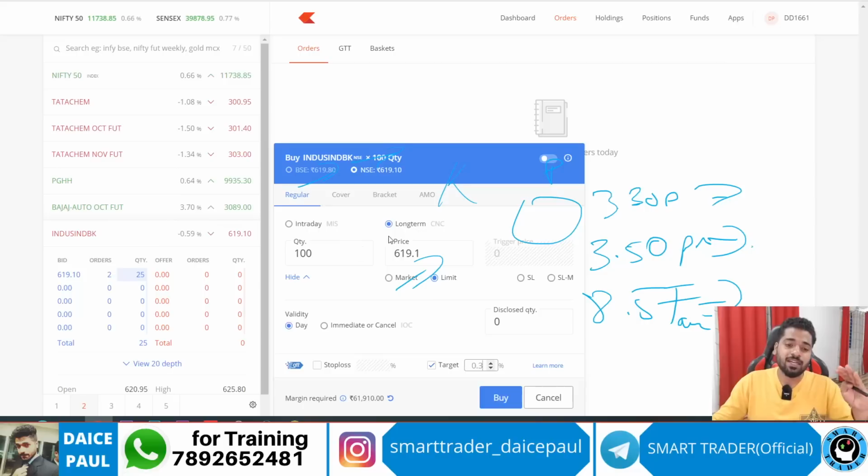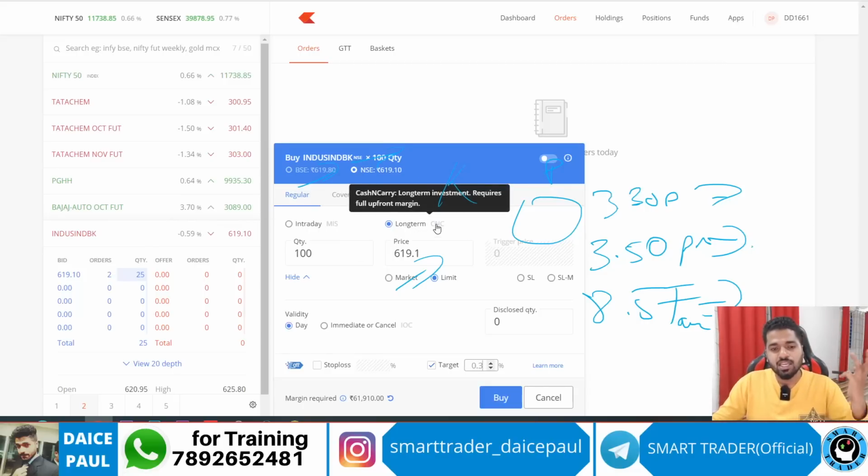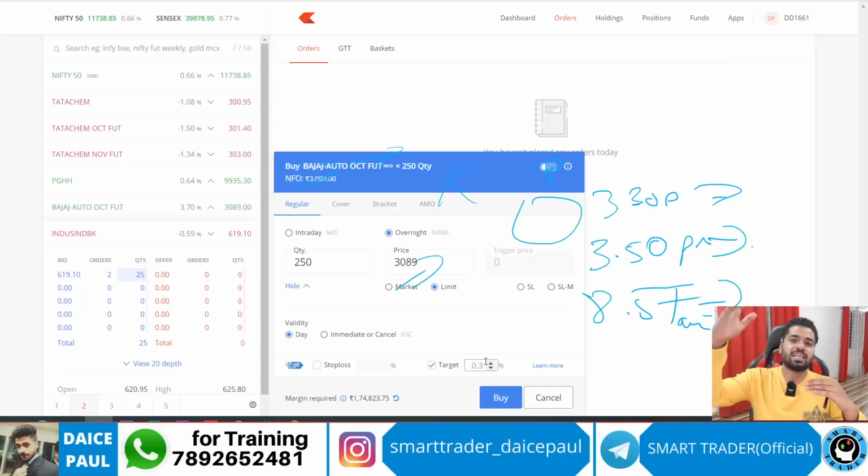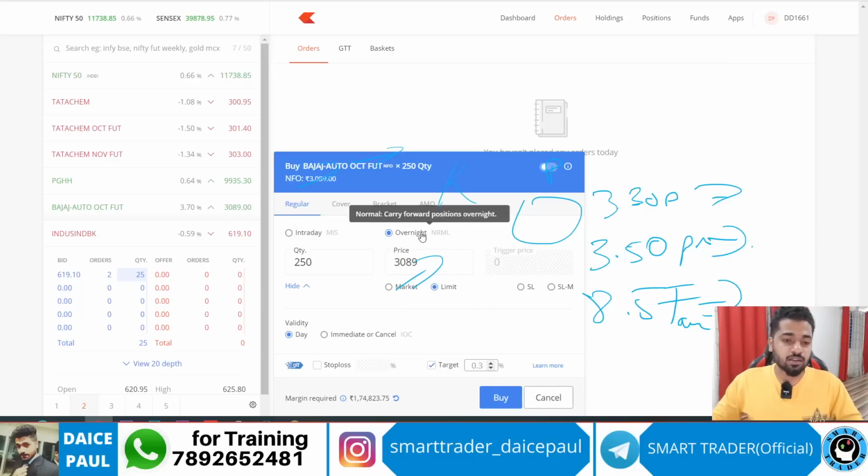So that is one advantage, one of my favorite types of orders, which I use on a full cash and carry. In futures, you have something called a normal order, so intraday order, normal order. If I'm taking one lot of this and putting a target of 0.3%, then as soon as it triggers, it will automatically give me the 0.3%. As soon as a spike happens, it will give me. So these are the best orders, I would say, using a target and stop loss.